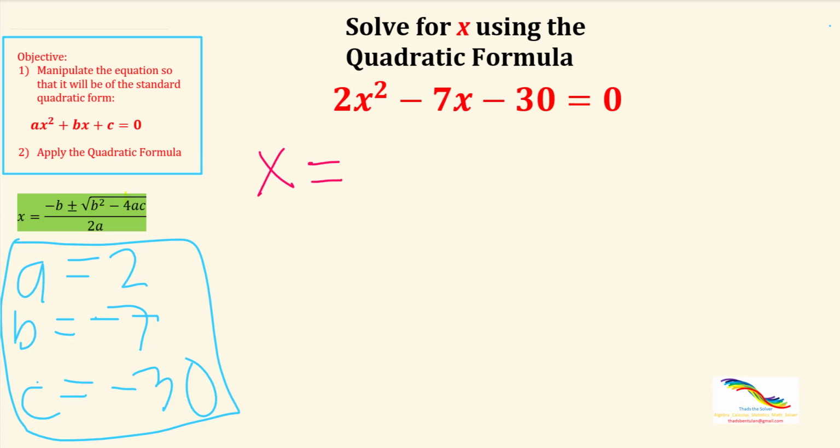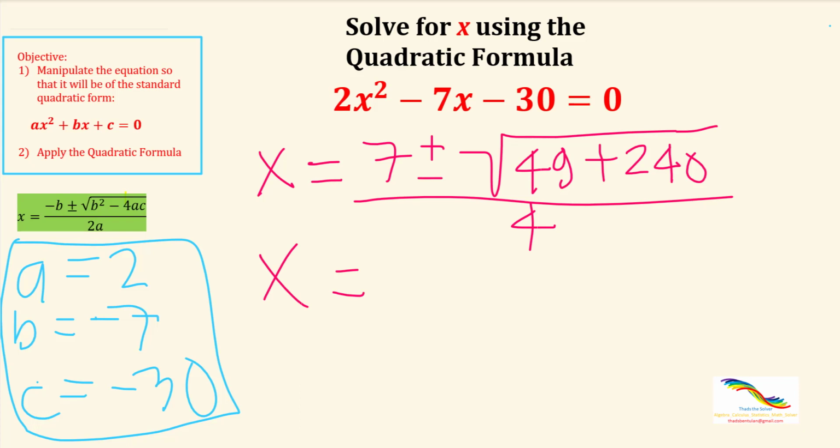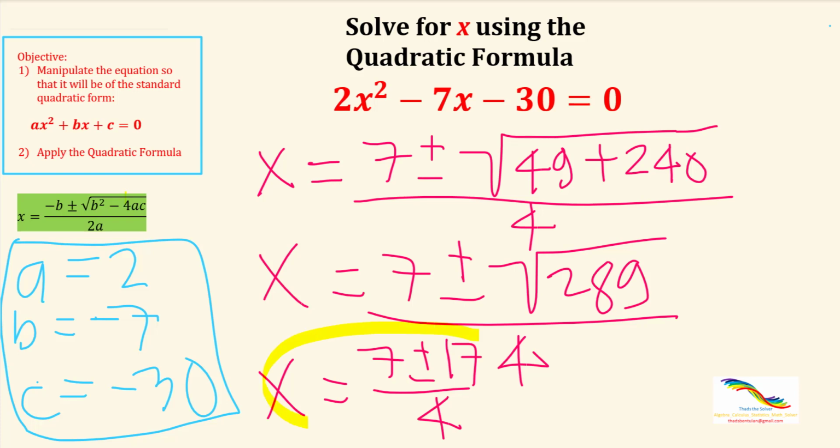X equals 7 plus minus the square root of 49 plus 240, because minus or minus is plus 240, over 4. So x equals 7 plus minus the square root of 289 over 4. So we simplify this. X equals 7 plus minus 17 over 4, since the square root of 289 is 17. So that is the solution.